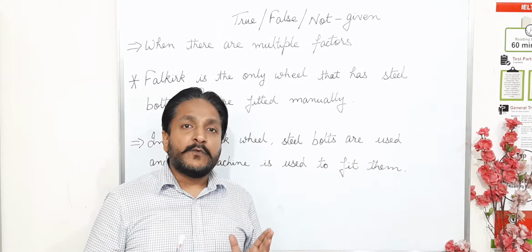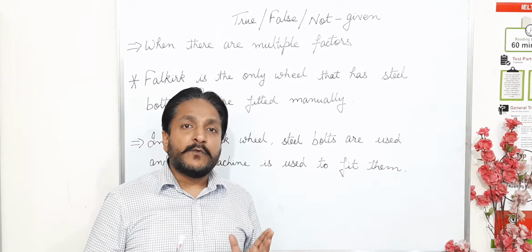This is the statement for true, false, and this is what is written in the passage. When I went to the passage, I saw a statement that says, in a Falkirk wheel, steel bolts are used and no machine is used to fit them. So guys, when I give this example to my students and I tell them to judge whether the first statement is true, false, or not given, 95% of the times the students say that it is true.